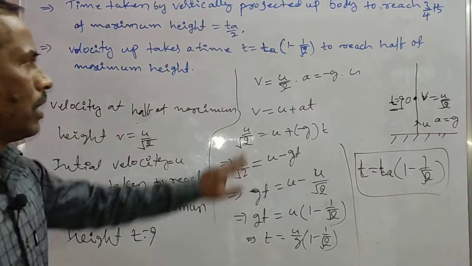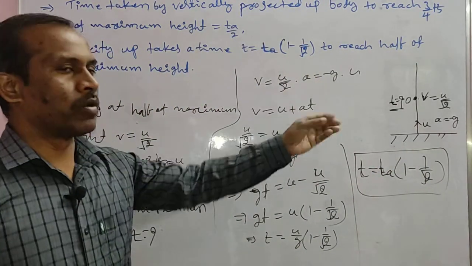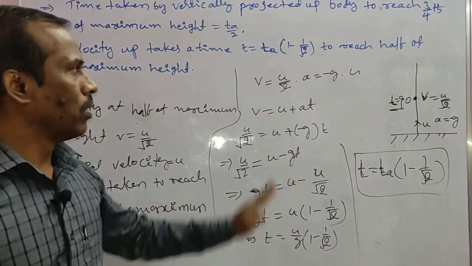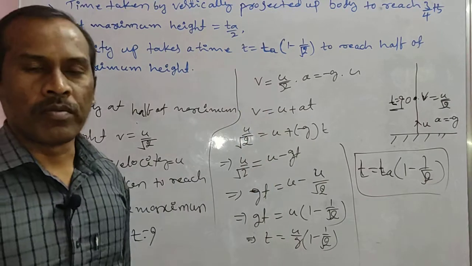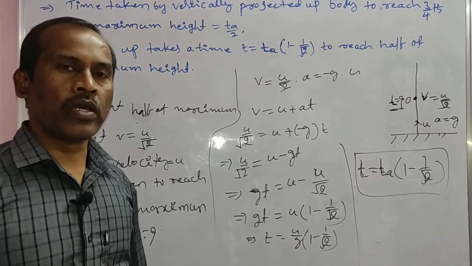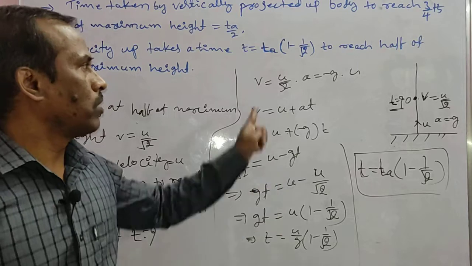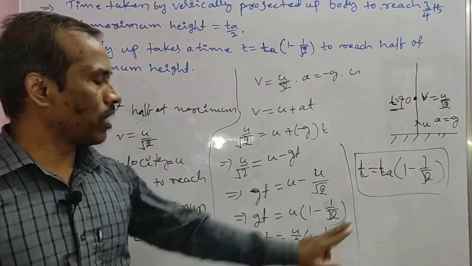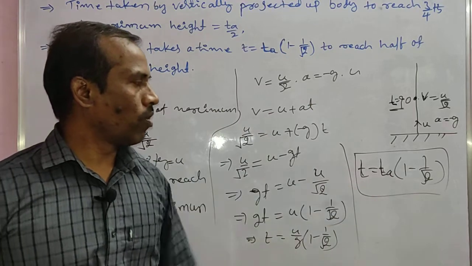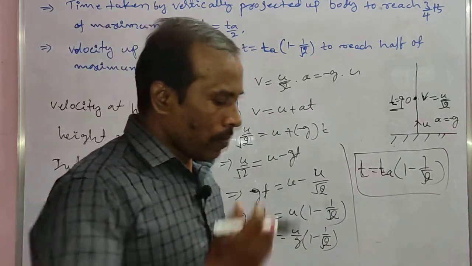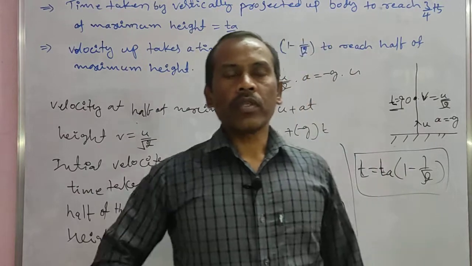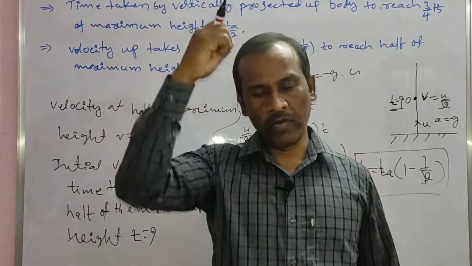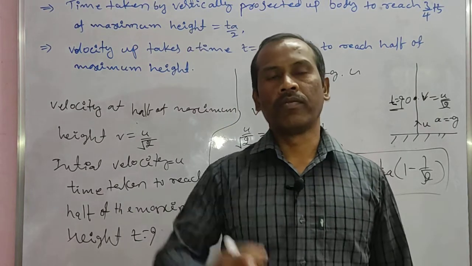Once again, initial velocity u, the body projected vertically upward, so acceleration is equal to minus g. Here v means the velocity of the body at half of the maximum height, v is equal to u by root 2. Substituting this value, finally we get t is equal to ta into 1 minus 1 by root 2.